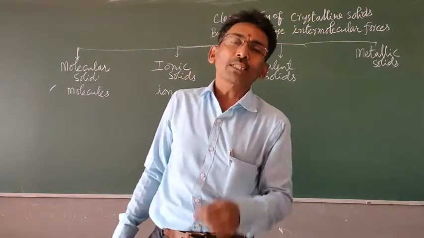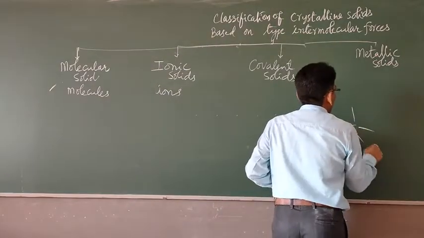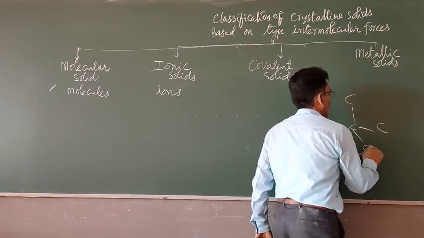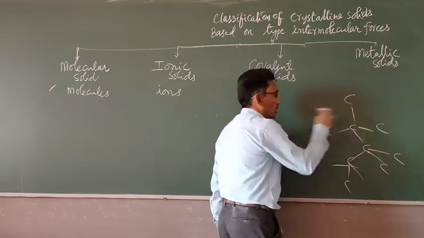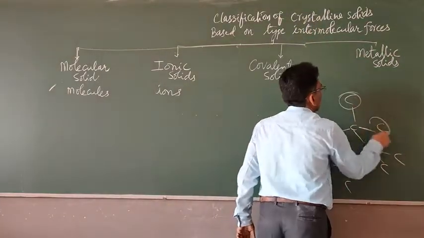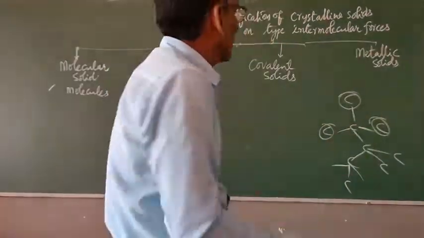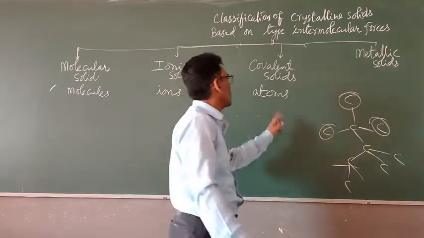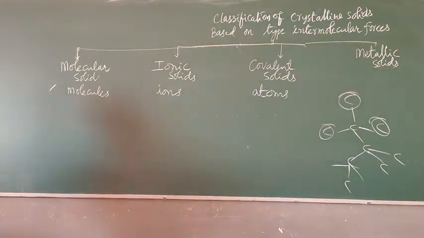In diamond, what are present? A carbon atom is tetrahedrally attached by 4 other carbon atoms. This carbon is attached by 3 other carbon atoms, and the 4th one is already here, and so on. It is repeating in a three-dimensional way, and what are present at each site? Neither ions nor molecules, but these are atoms. So here, atoms are located at each lattice point. Now come to metallic solids. What is observed in metallic solids?